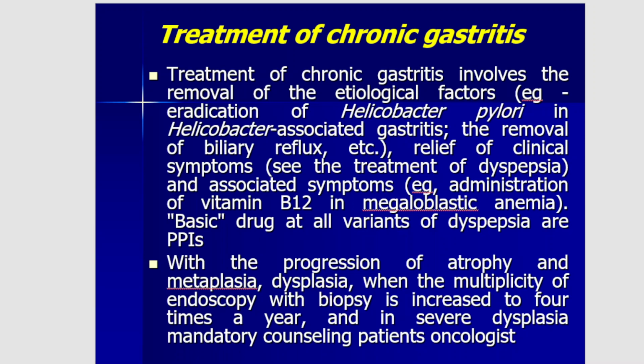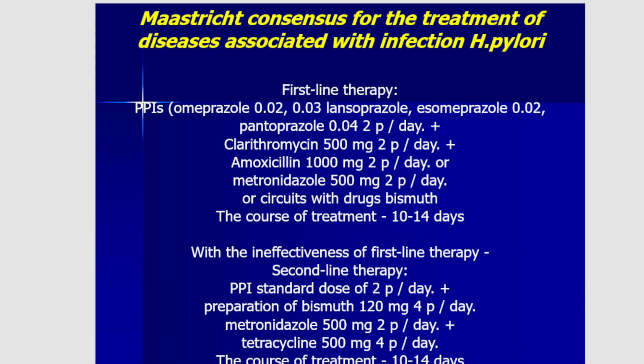Treatment of chronic gastritis includes eradication of Helicobacter pylori in case of Helicobacter-associated gastritis, or symptomatic treatment, as in case of dyspepsia. With the progression of atrophy, metaplasia, and dysplasia, the frequency of endoscopy with biopsy is increased to 4 times a year, and in severe dysplasia, consultation with an oncologist is mandatory.